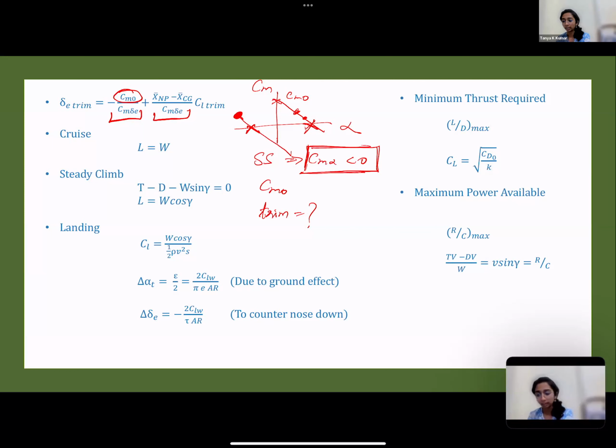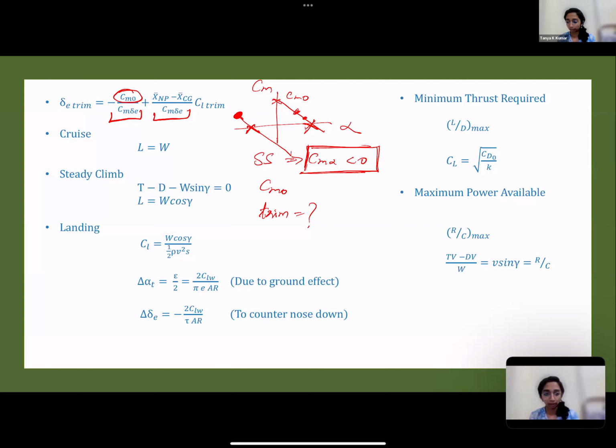All right. The conditions that were discussed in the previous week were cruise, climb, landing, and some other maneuvers. During cruise, our condition we know is that lift equals weight. We did all of our calculations based on this. That was our equation of motion. For steady climb, the equation of motion is slightly modified. You have thrust minus drag minus W sine gamma.